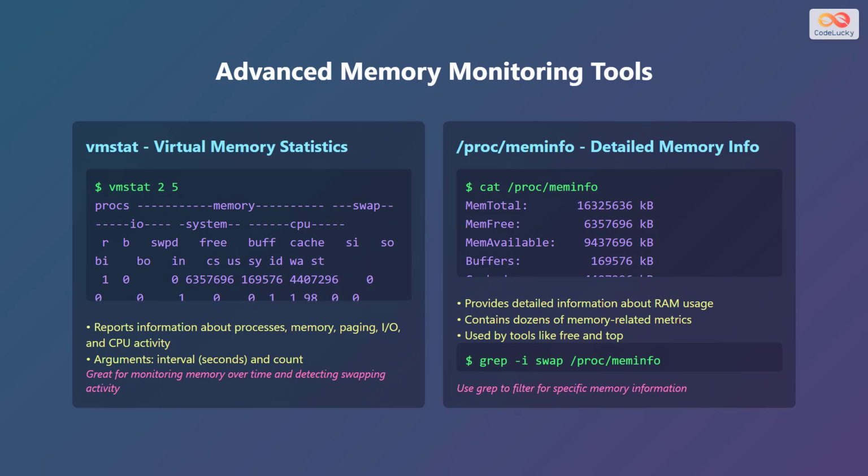The second tool is the /proc/meminfo file. By typing cat /proc/meminfo, you can view detailed information about random access memory usage. This file contains dozens of memory-related metrics and is used by tools like free and top. To filter for specific memory information, such as swap details, you can use the command grep -i swap /proc/meminfo.